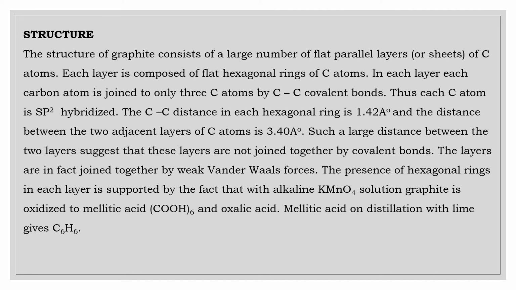Structure. The structure of graphite consists of a large number of flat parallel layers of carbon atoms. Each layer is composed of flat hexagonal rings of carbon atoms. In each layer, each carbon atom is joined only to 3 carbon atoms by a C-C covalent bond. Hence, the carbon is sp2 hybridized. Since it is only attached to 3 carbon atoms, there will be a free electron in the carbon.